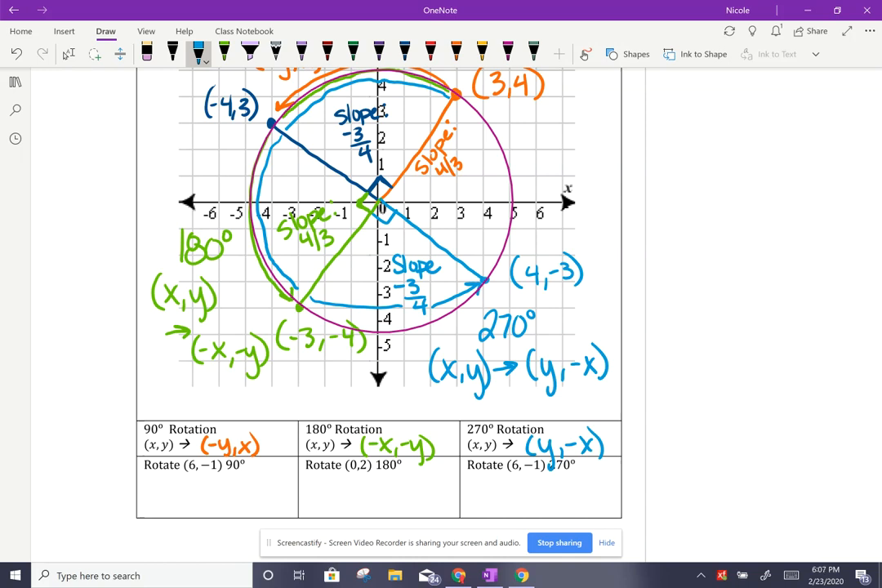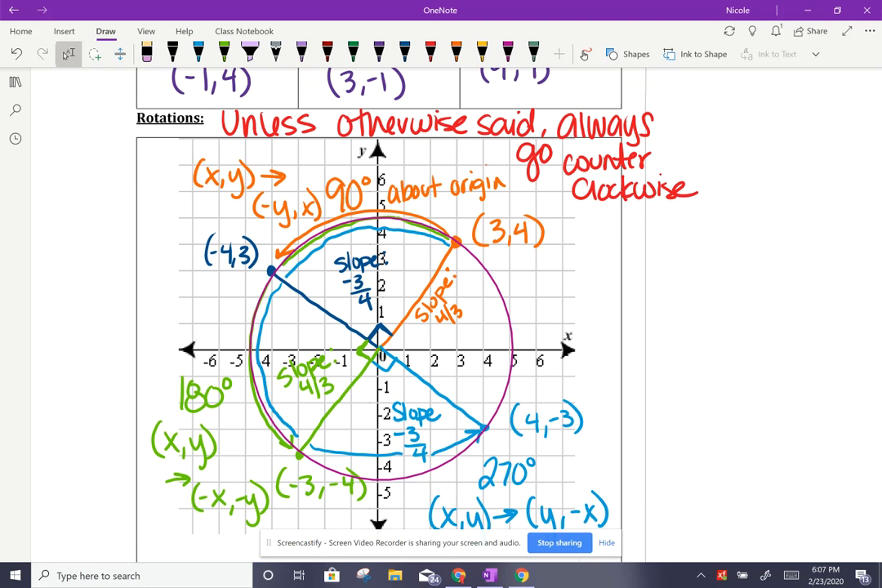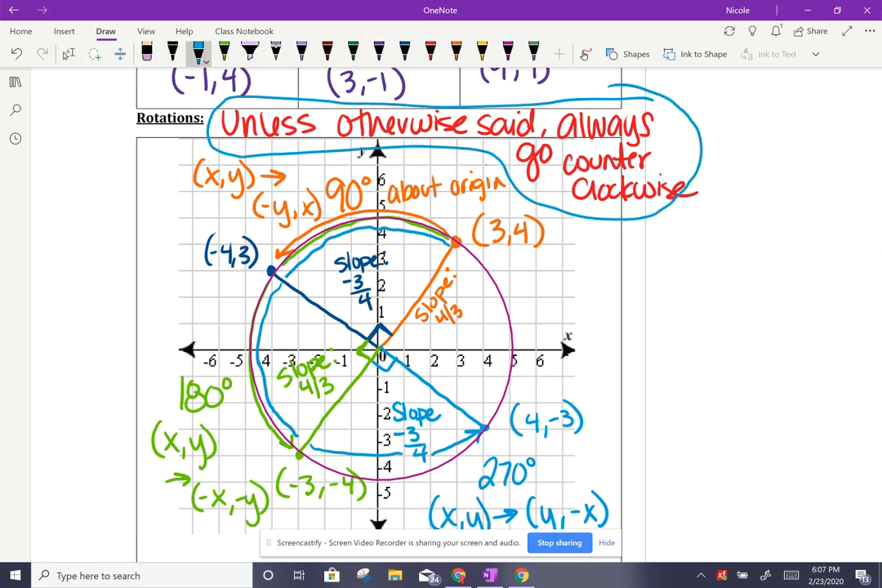So you are going to have to memorize these steps. You're going to need to remember that your 90-degree rotation takes your (x, y) and turns it into (-y, x). You're going to need to memorize that 180 degrees just makes your x and y negative. And you're going to have to remember 270 degrees is (y, -x). And also, most importantly, remember that unless it's otherwise suggested, you are going counterclockwise.